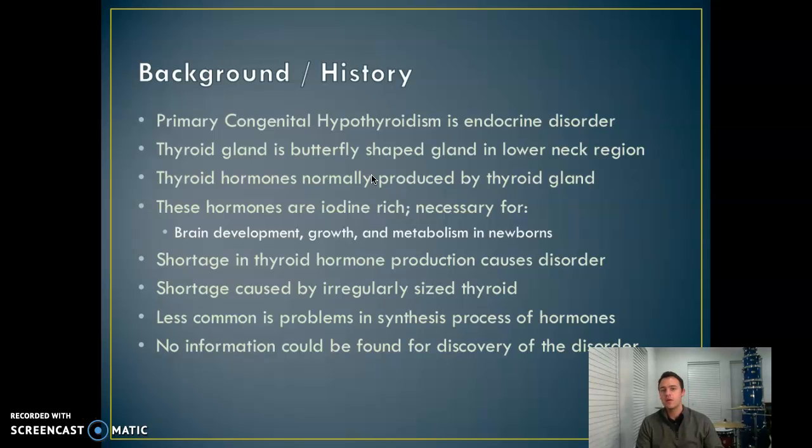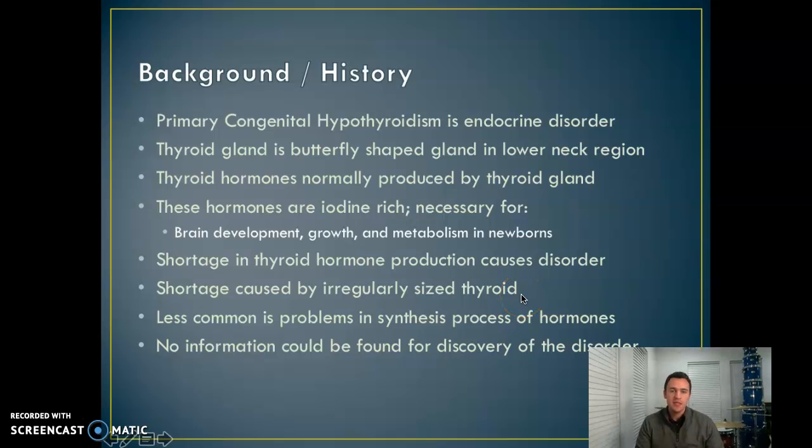So the thyroid gland is a butterfly-shaped gland located in the lower region of the neck. A normal-sized gland produces a normal level of thyroid hormones, and these hormones are rich in iodine, and they are necessary for healthy brain development, as well as growth and metabolism in newborns. A shortage in these particular hormones causes the disorder, and the shortage of hormone production is caused by, like I mentioned earlier, an irregularly sized thyroid gland.